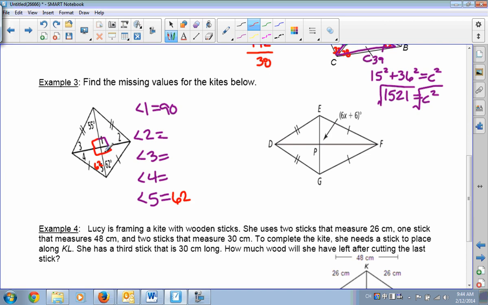Okay, so these are all 90. So if we have 90 and 62 right here, can we not find angle 4? By doing what? 90 plus 62, 152, and then subtract from 180. What is it? 28. So 4 is 28. Okay. Should also make this guy over here 28. All right. So how are we going to find 2 and 3?